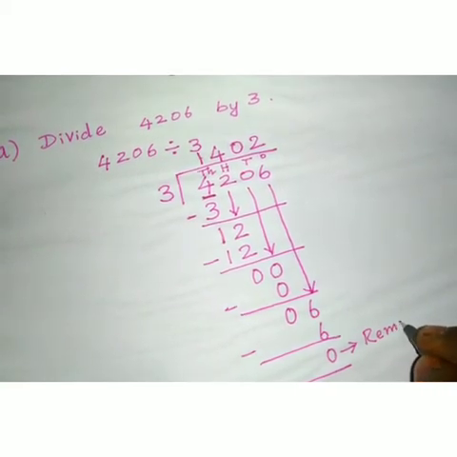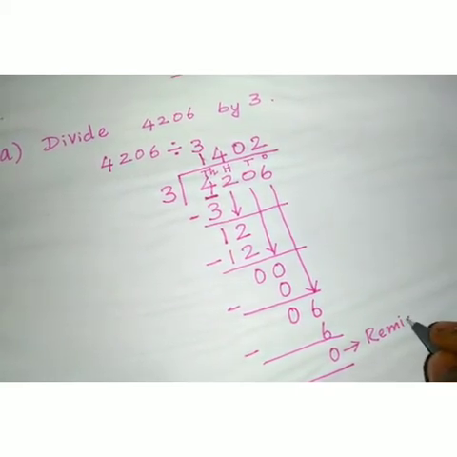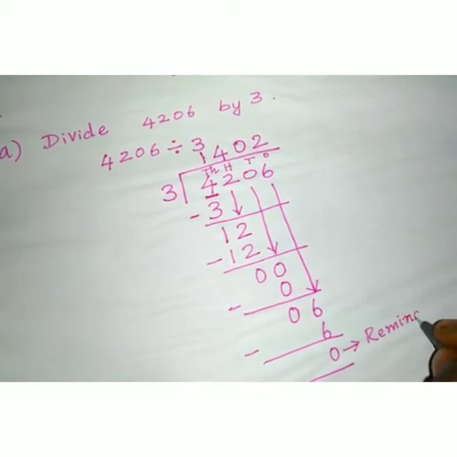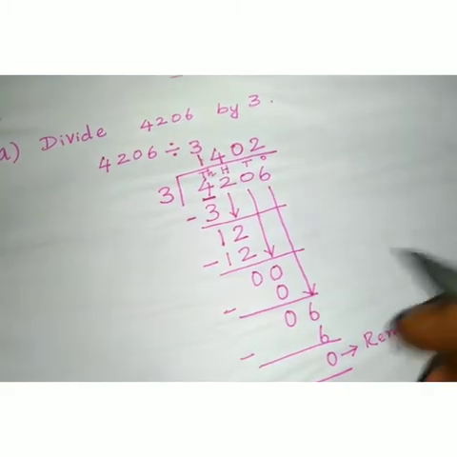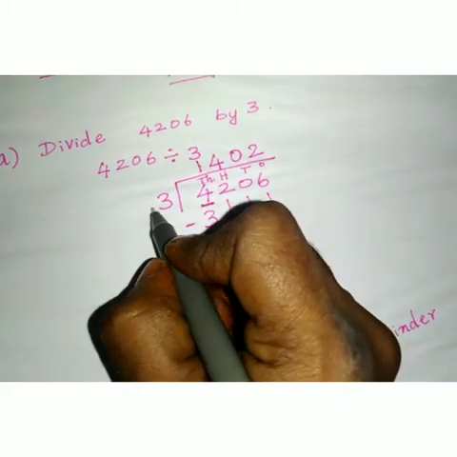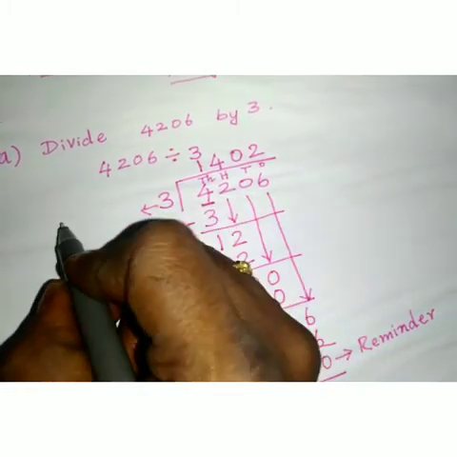The answer we get when we subtract, that is the remainder. We call it as remainder. And what do we call this as? Divisor.